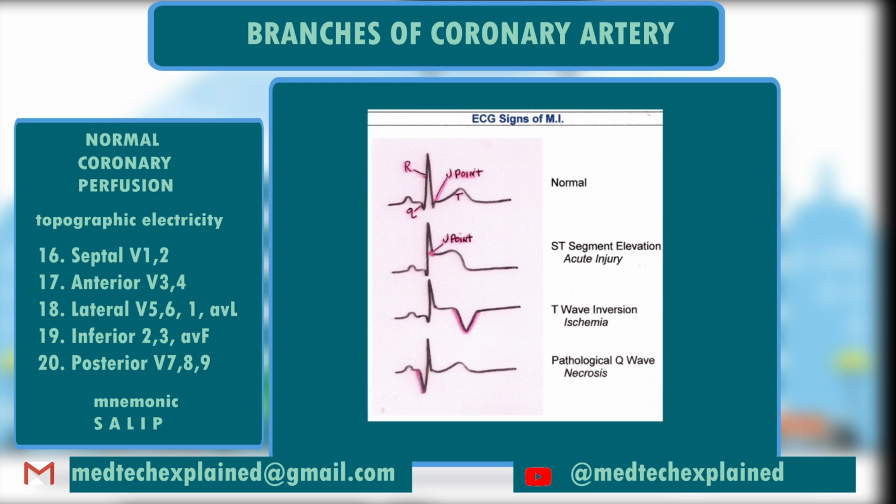The Q wave is the first negative wave in the QRS complex. The R wave is the first positive wave in the complex, and the S wave is the second negative wave in the complex. Regarding the Q wave, there are certain criteria to make sure the Q wave is normal and not pathological. We will discuss these in the next part.